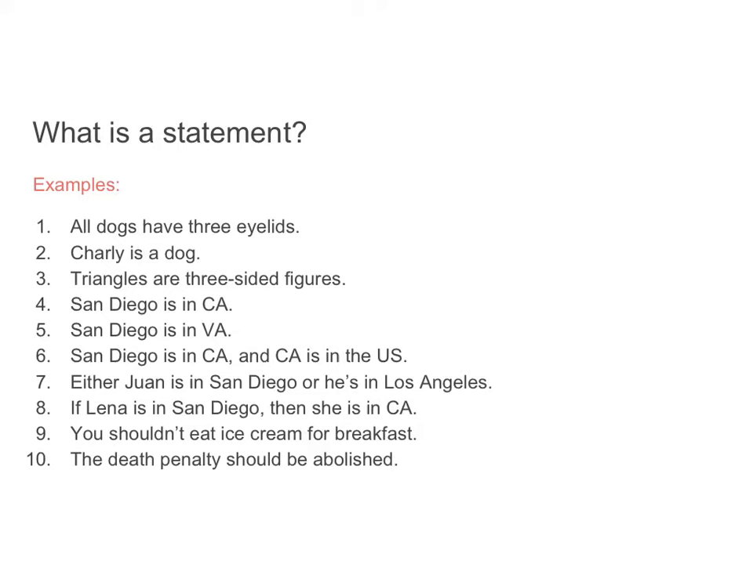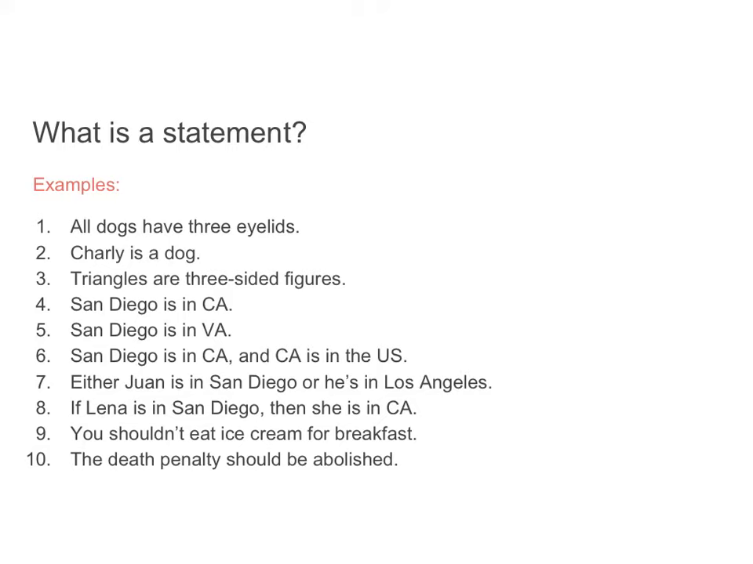How about Charlie is a dog? That is also a statement. Correct. Triangles are 3-sided figures. This is also a statement. Yes, it is. San Diego is in California. Yep, that's a statement. San Diego is in Virginia. This is a statement. Yes, it is. Now, some of you might have been inclined to say this is not a statement, but it is. It's a false statement. Statements can be true or false. Statements are the kind of thing that can be true or false.